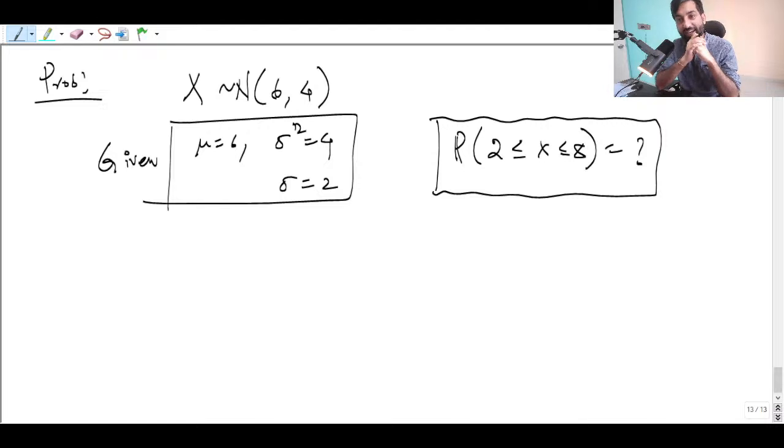So how will that idea come into the picture? You have to convert into standard normal, because once you look at the mean and the variance, you cannot find the probability directly. That is the first intuition that you have to bring in your mind.